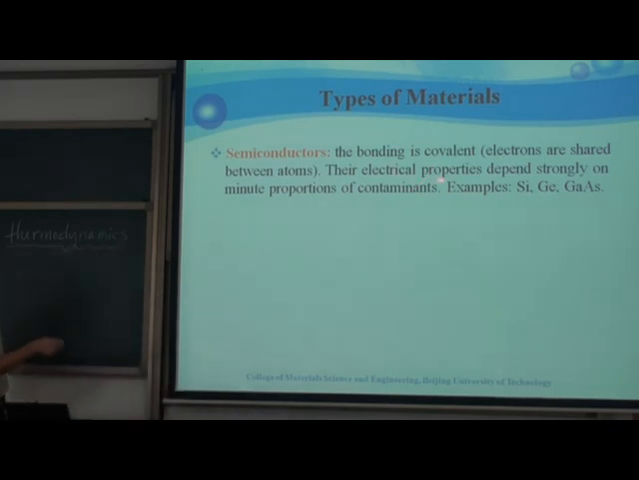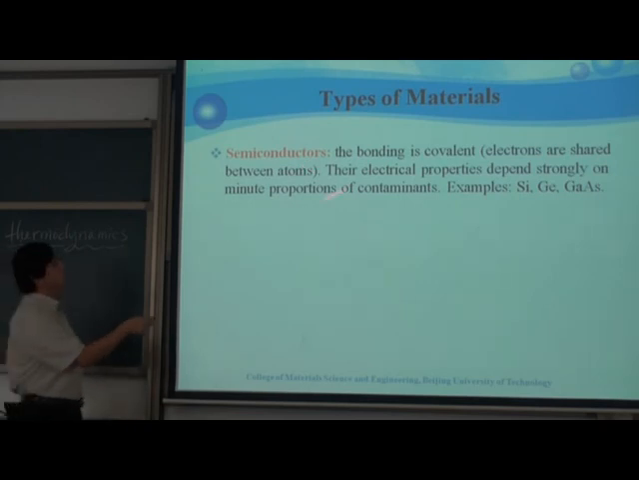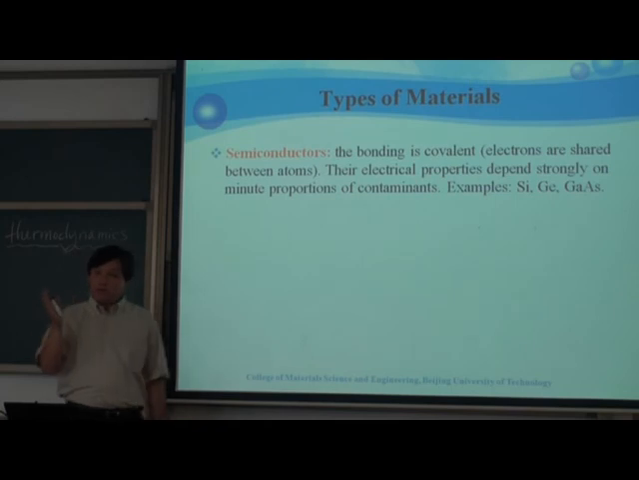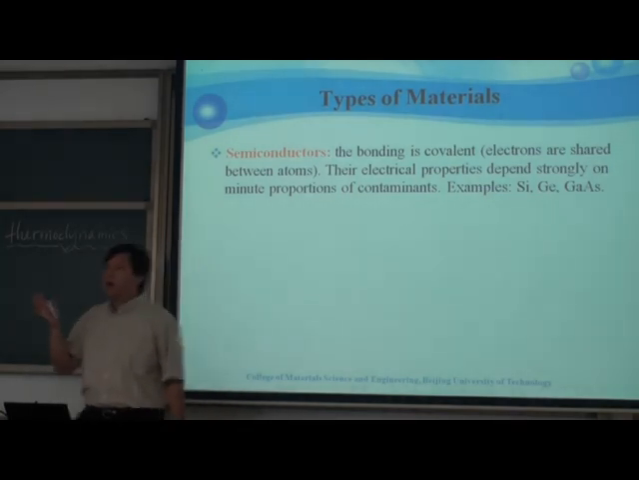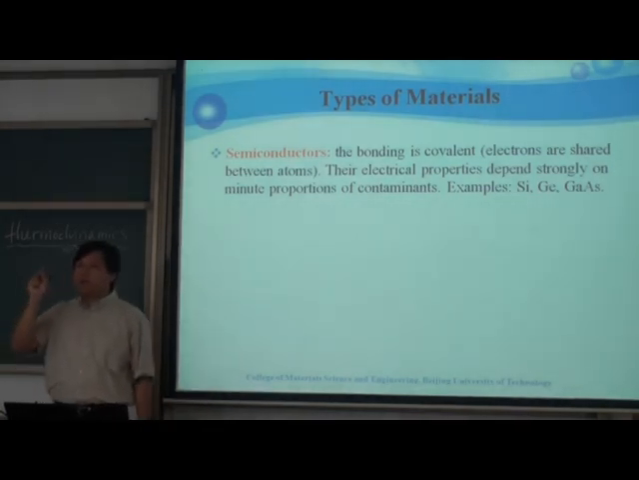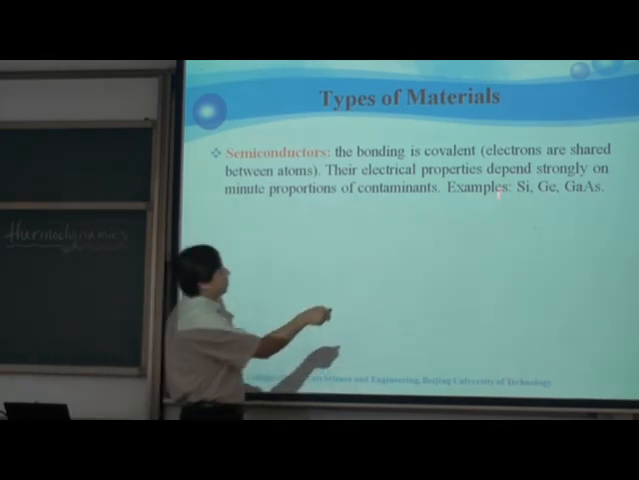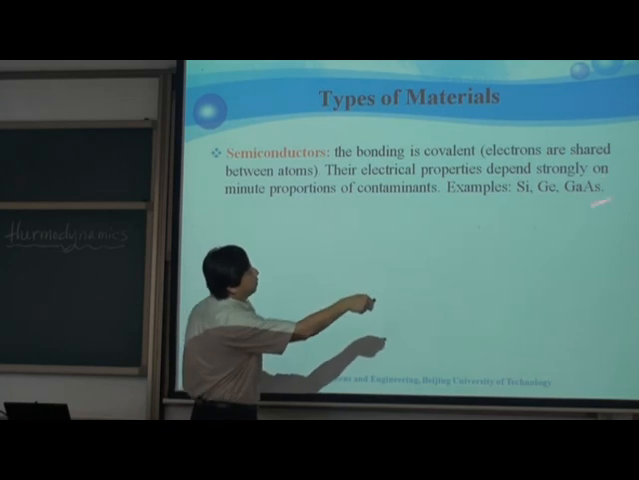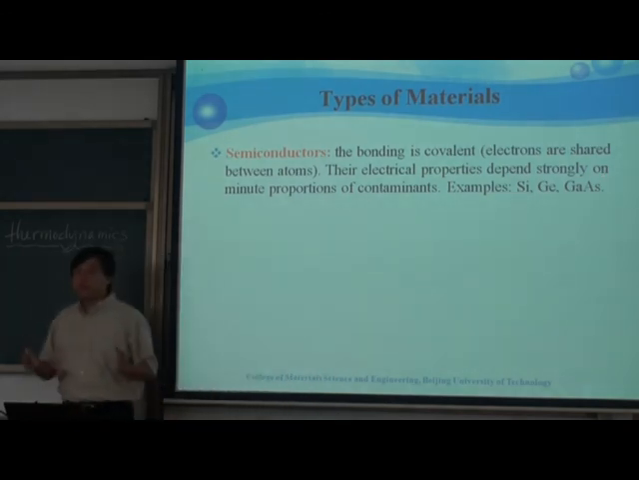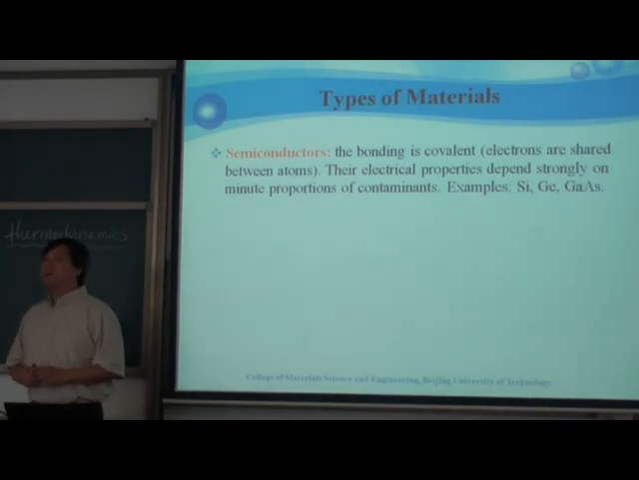Their electrical property depends strongly on minute proportions of contaminants. Their electrical conductivity is totally dependent on what kind of very small amount of impurities you add. Silicon, germanium, and gallium arsenide are examples of semiconductors. They are primarily used in the electronics industry.